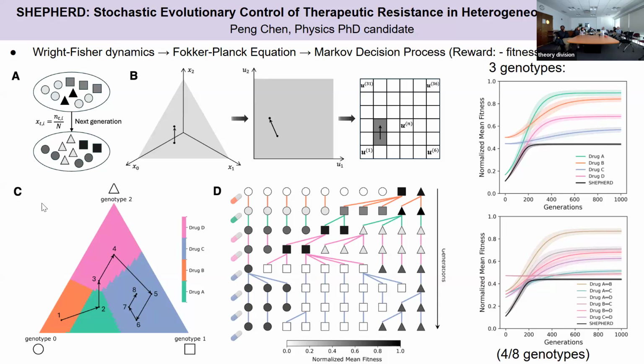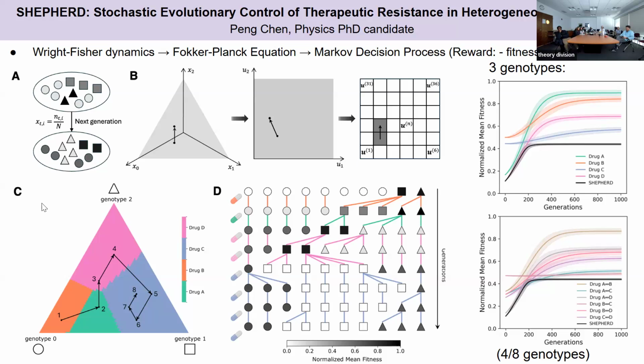To make this tractable for the MDP, we project the 3-genotype simplex onto a square, and then finally discretize it into a grid. And from this, we can derive the transition probability matrix. And this grid becomes the state space of the MDP. And the action will be the drug, and the reward is the negative fitness. So maximizing the reward corresponds to minimizing the population fitness.